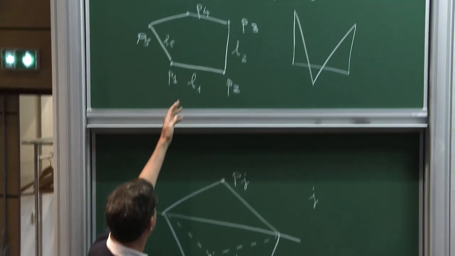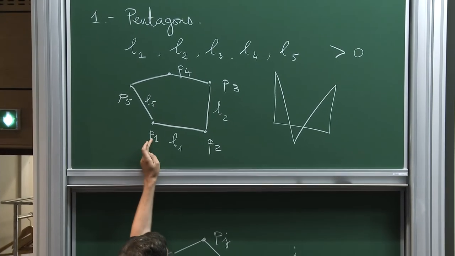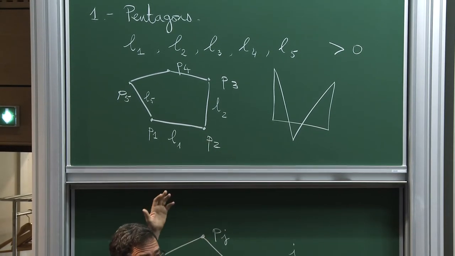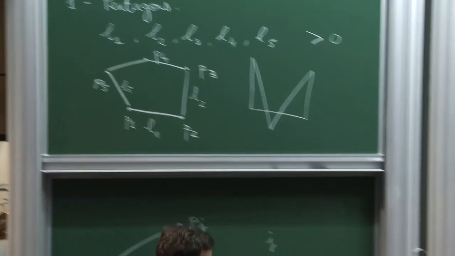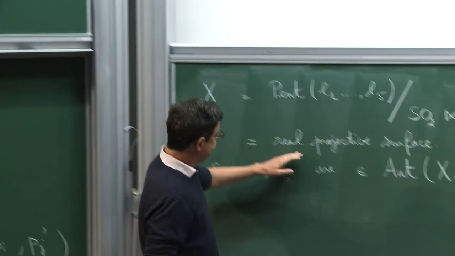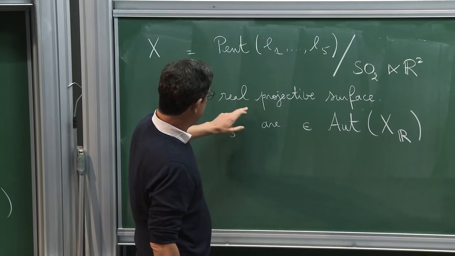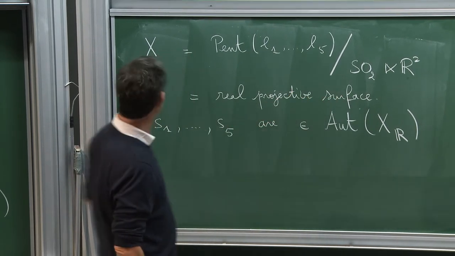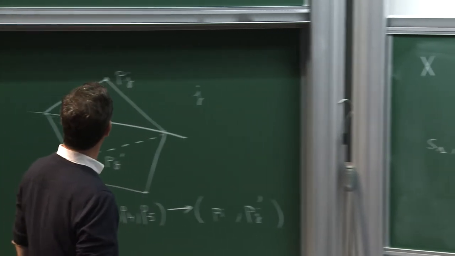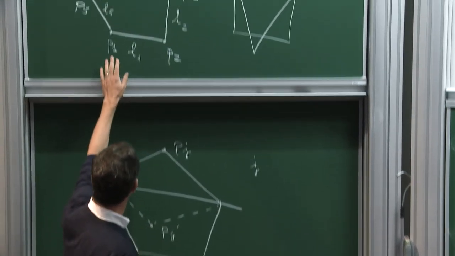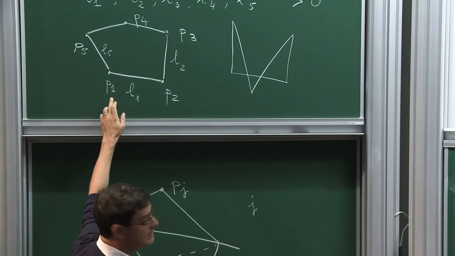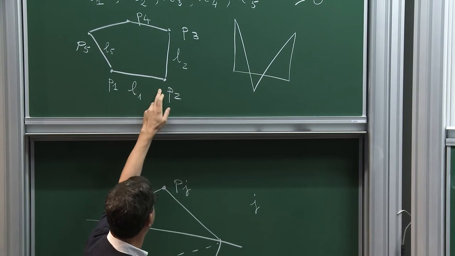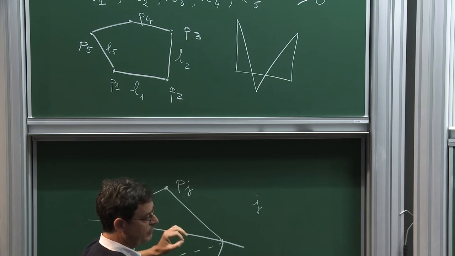You write things like the distance between a point and another one is equal to something, so it's a quadratic equation in the coordinates. Okay, so it's algebraic. And what is perhaps less obvious is that the dimension is 2, so it's a surface. Okay, and it's clear, in fact, because modulo translation, you can assume that P1 is the origin of the plane. Then modulo rotation, you can assume that P2 is on the positive real axis.